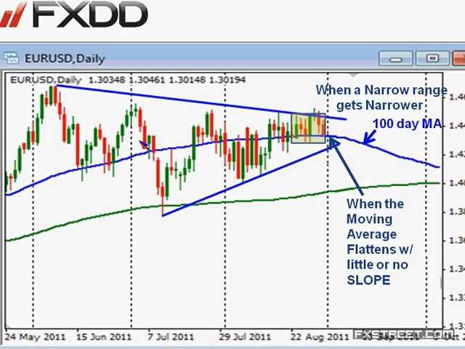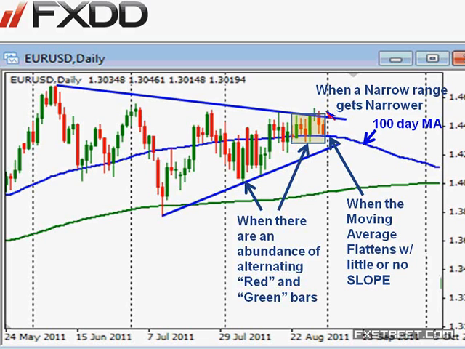In this example, how many trading days are there in a year? Well, there's 5 trading days in a week. So we're talking about 20 weeks of trading. Take 20 weeks of trading, and the average over that time is creating a line with no slope. What does that say to you? That says the market is non-trending, doesn't it? What do non-trending markets do? Transition to trending. So, clue. We have a narrow trading range, and we have a 100-day moving average moving sideways.